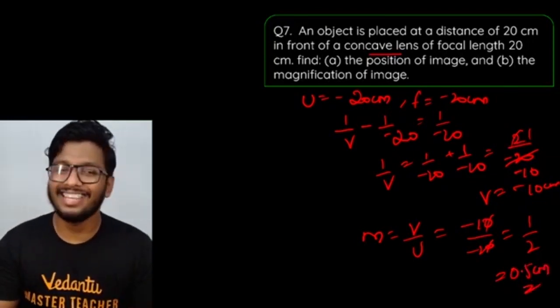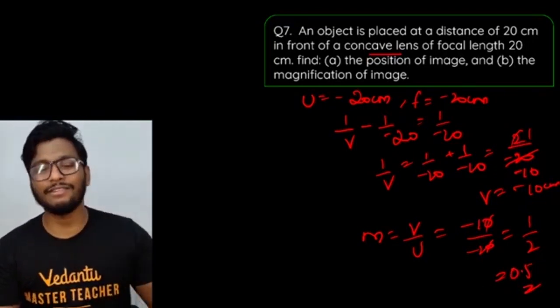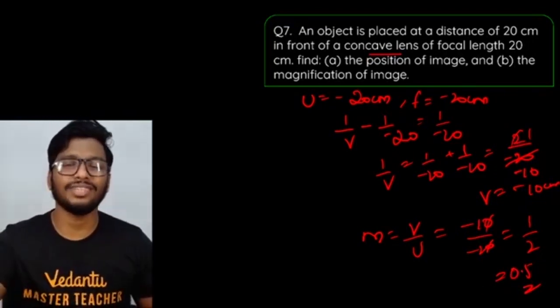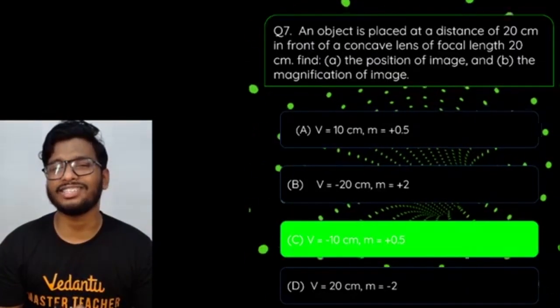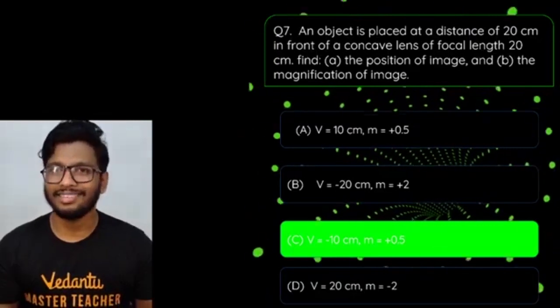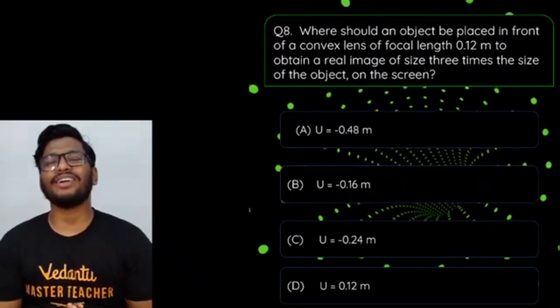Not centimeters, sorry. There's no unit for magnification. This is going to be just 0.5, and the answer to this question would be option number C. V is minus 10, and magnification is going to be plus 0.5. Again, that means the image is going to be a diminished image. That's all. Alright guys, moving on to the last question.